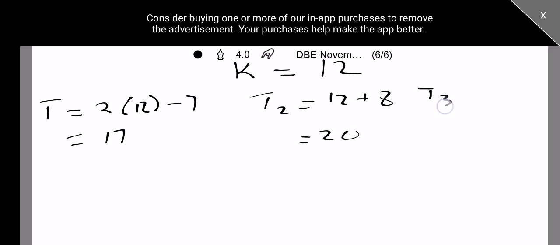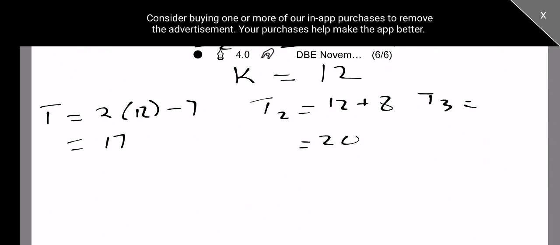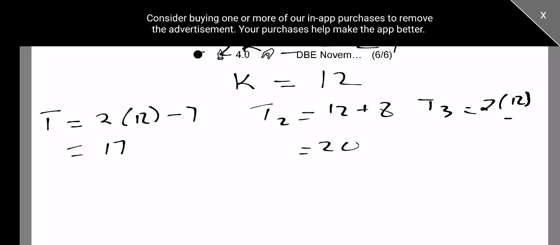And T3 was, let's go and confirm, 2k minus 1. 2 into k, which is 12, minus 1. T3 equals 2 times 12 is 24 minus 1 is 23. There is our first term T1, second term T2, and T3.